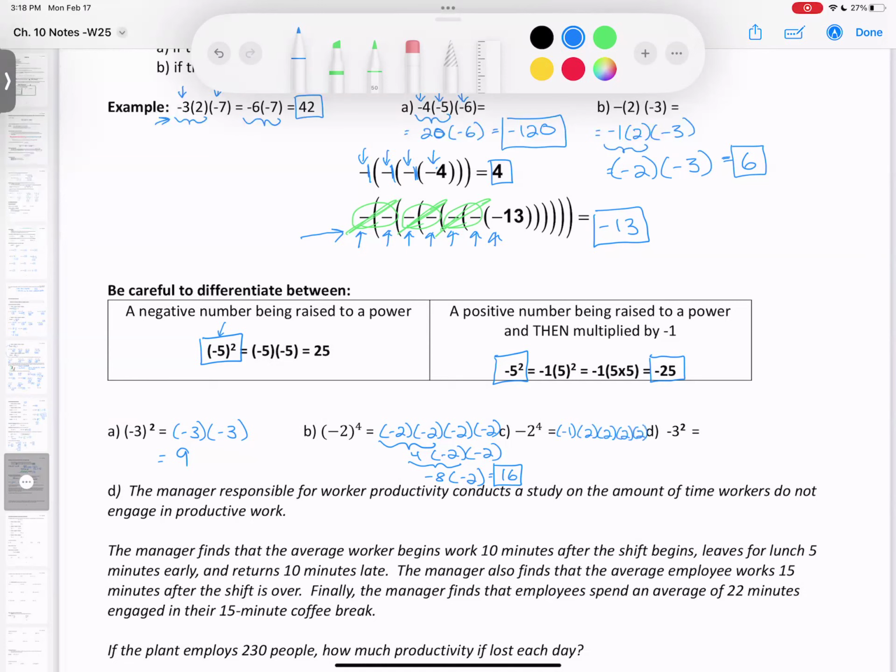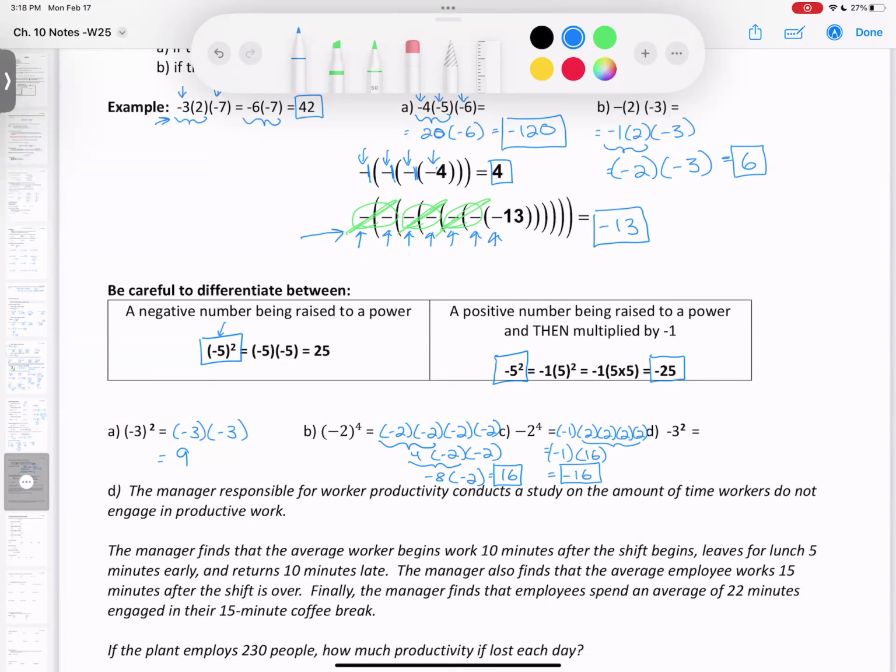And so here what you'll find, I'm going to leave the -1 out front and then just do these. 2 times 2 times 2 times 2 gives us 16. And so we end up with an answer of -16. 2 to the power of 4 is 16, so negative 2 to the power of 4 gives us -16. There's no brackets there. Okay, how about this last one?